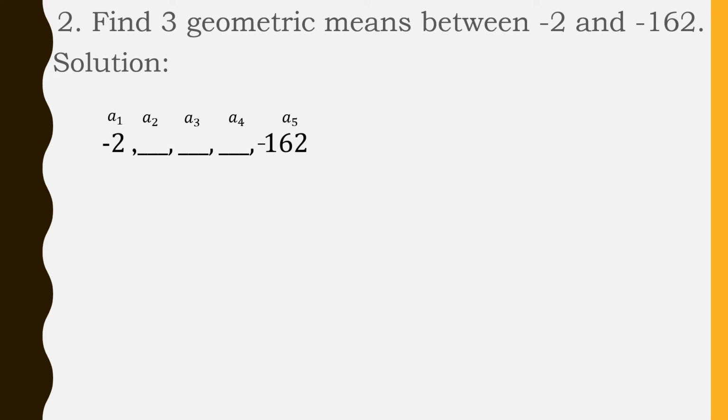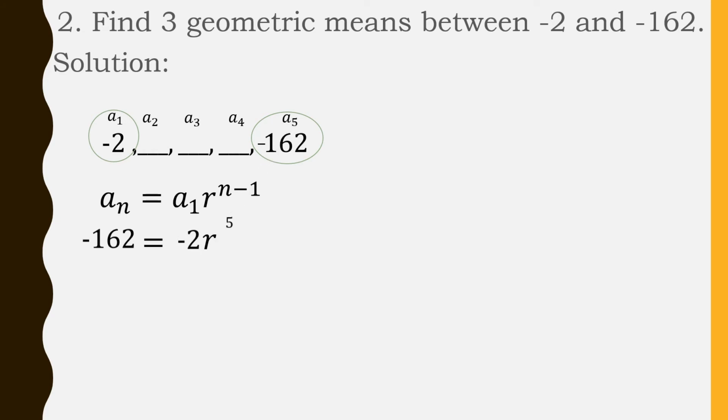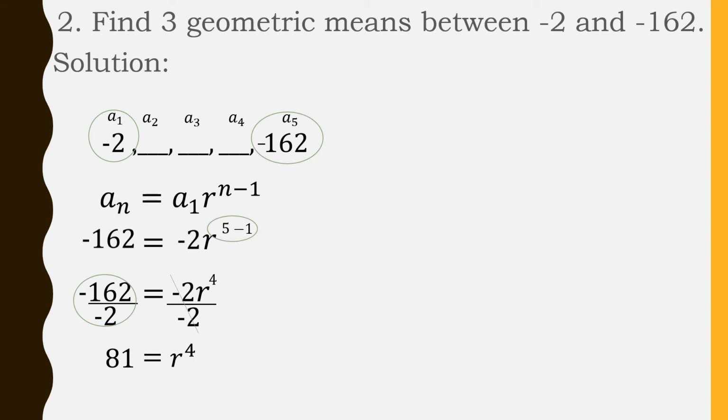So we will express our fifth term as a sub n. Now, negative 162 is equal to our first term, negative 2, multiplied by r raised to the power of n minus 1. Our n here is 5, minus 1. Next, simplify the exponent. 5 minus 1 is 4. Then divide both sides by negative 2. Negative 162 divided by negative 2 is 81, and negative 2 divided by negative 2 is 1. What's left is r to the power of 4.